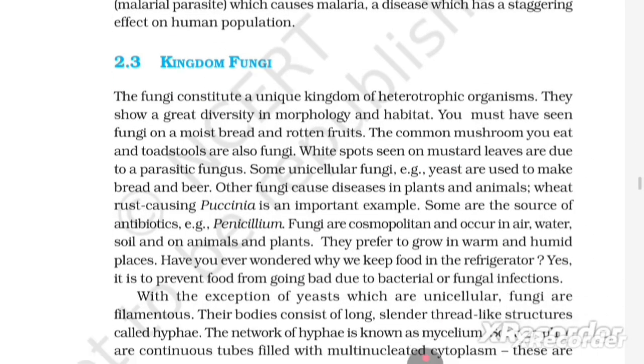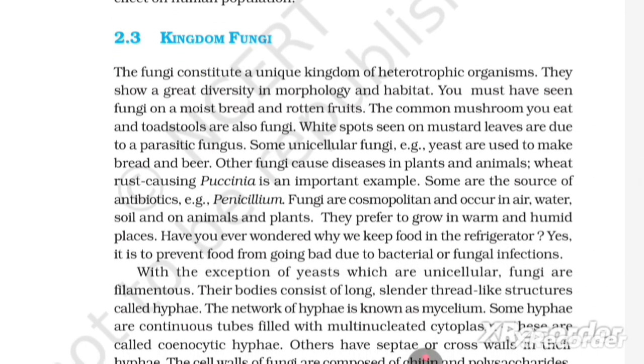Kingdom Fungi. The fungi form a unique kingdom of heterotrophic organisms. They show a great diversity in morphology and habitat. You must have seen fungi on moist bread and rotten fruit. The common mushroom you eat and toadstool are also fungi. White spots seen on mustard leaf are due to a parasitic fungus. Some unicellular fungi, for example yeast, are used to make bread and beer.